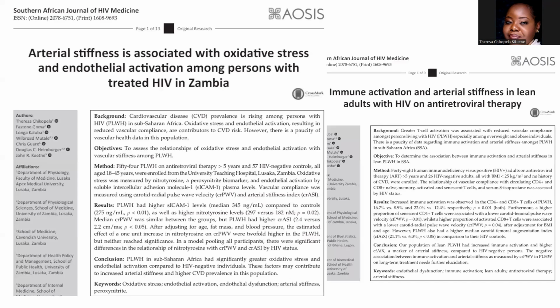We have a couple of articles that have been released looking at arterial stiffness being associated with oxidative stress and endothelial activation among persons with HIV. We've also published on immune activation and arterial stiffness in lean adults with HIV on ART.